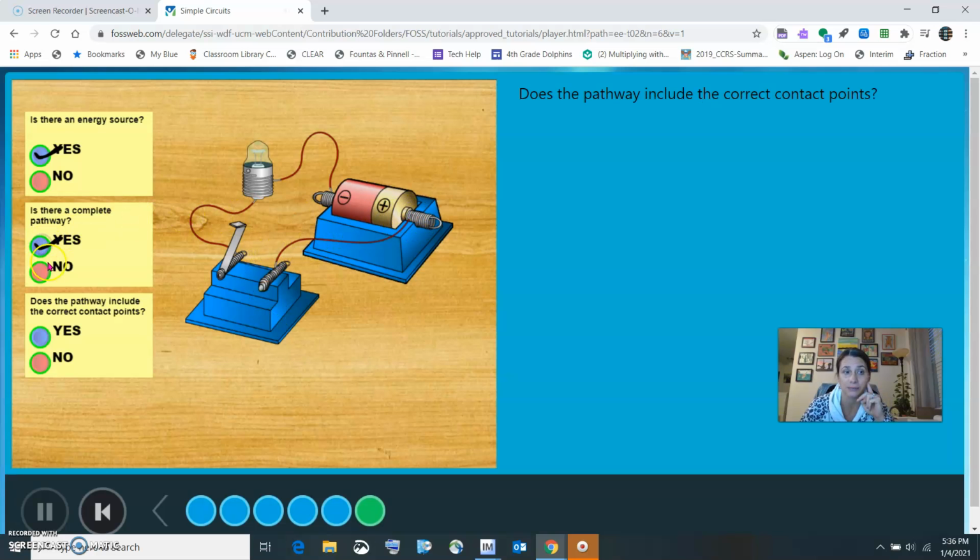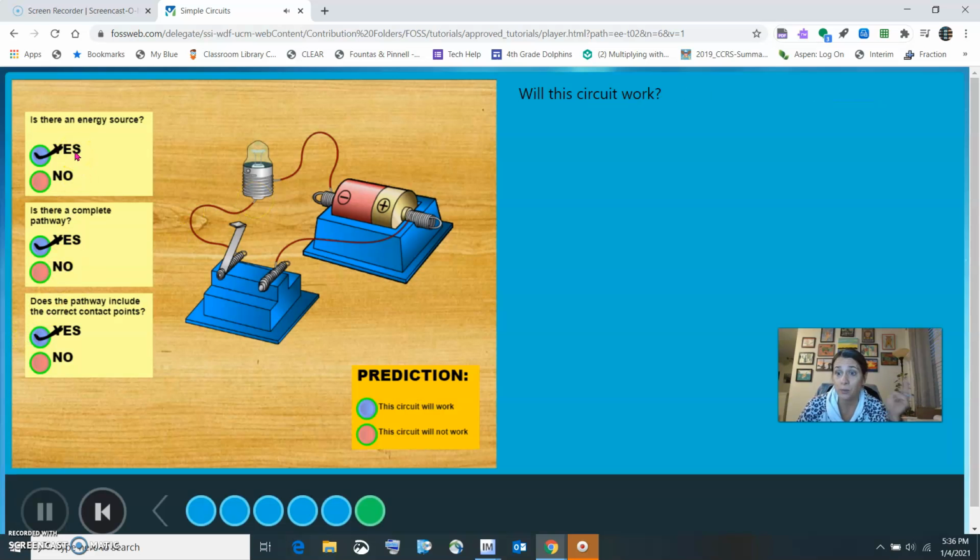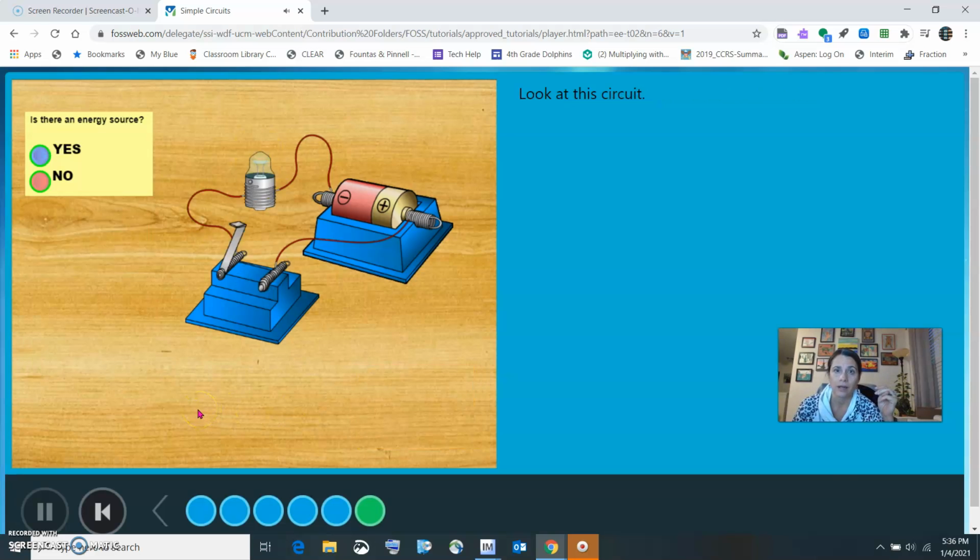So we say yes. Third question: does the pathway include the correct contact points? So we know about the light bulb. Does it go in through the casing and out through the bottom? Yes. So will this circuit work? We answered yes to all of these, so yes, it will work. Good job. You knew this circuit would work. All right, here's our next one.